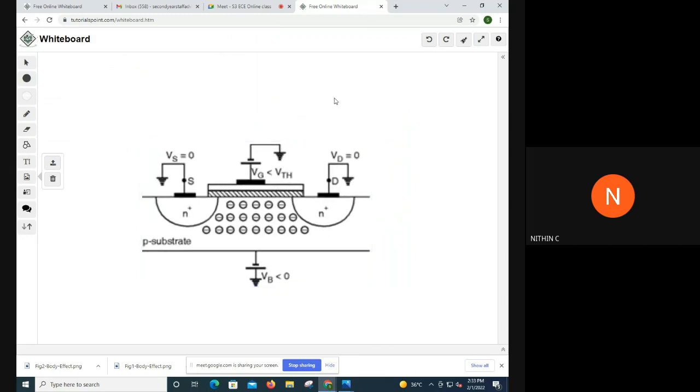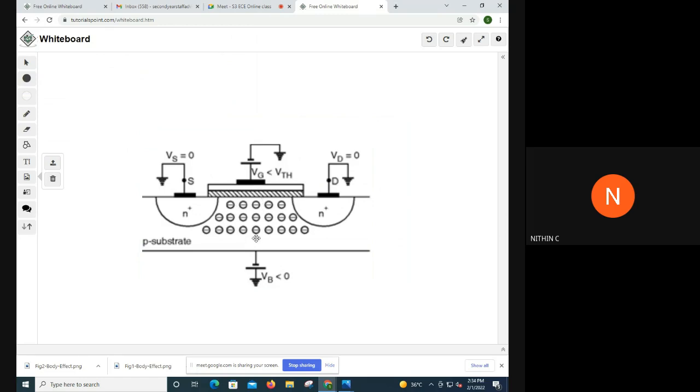Okay. So, what is the effect of this thing? In the ideal case, VB will be equal to 0, VS will be equal to 0, VD will be equal to 0. That was our ideal case. When we increase the value of VG over VTH, strong inversion takes place.